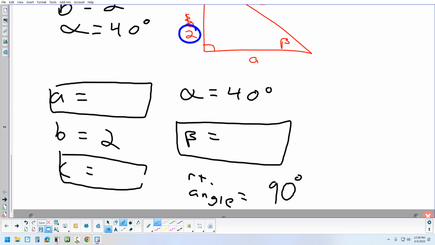And we can find the other angle right away. How much is beta? Oh, beta, so 90. It's 50 degrees. 50, yeah. Okay, now that we know beta is 50, we're done with all the angles. So now we just have to finish the sides.